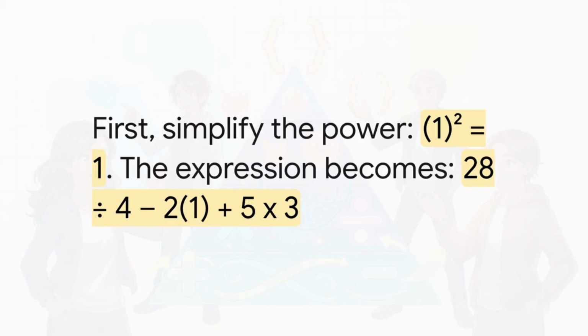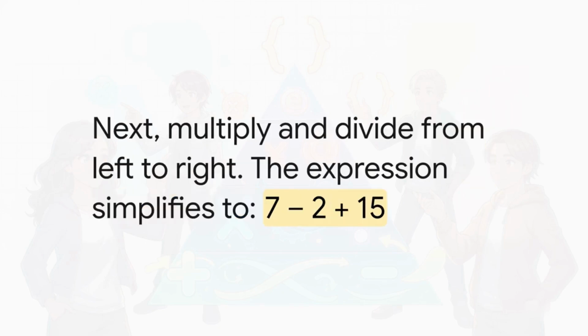So we move to step 2, powers. We've got 1 squared, which is just 1. Easy enough. Our expression just got a little bit simpler. Now for step 3, multiplication and division, moving from left to right. So first we see 28 divided by 4, that's 7. Then we've got 2 times 1, which is 2. And finally, 5 times 3 is 15.